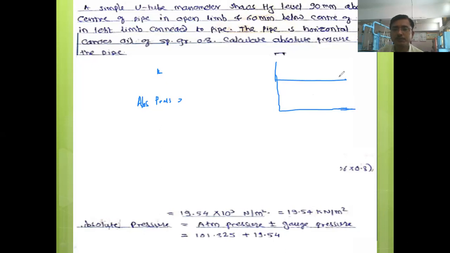Second. This one or this one? Yes. First or second? Second. The first and this is second. Okay, second. This is the absolute zero pressure. This is the absolute zero pressure line.